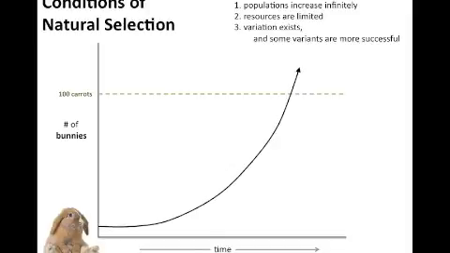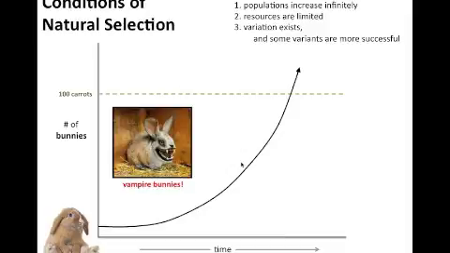The third condition of natural selection is that variation exists. Variation always exists within a population. And this third condition also tells us that some variants are more successful. So in this population of bunnies, the bunnies are going to be a little bit different. I mean, yeah, they might look really similar, and for the most part they act the same way, but there will be some natural variation within the group. For the purpose of our little simulation here, let's imagine that some of these bunnies, while they still love eating carrots, also can eat meat, or they're little bloodsuckers. So we've got these vampire bunnies.